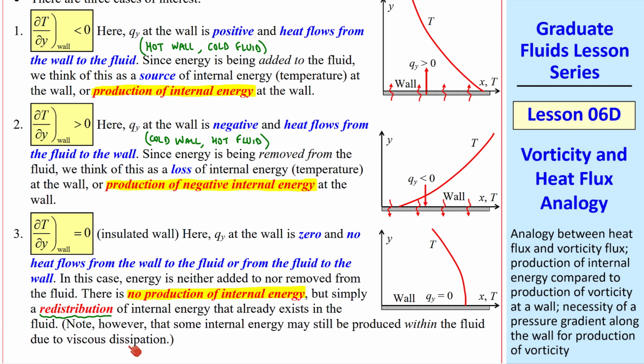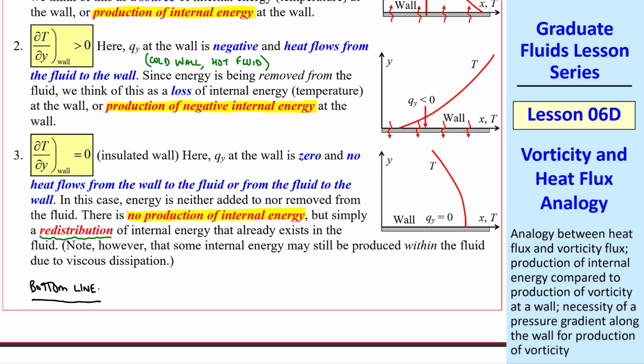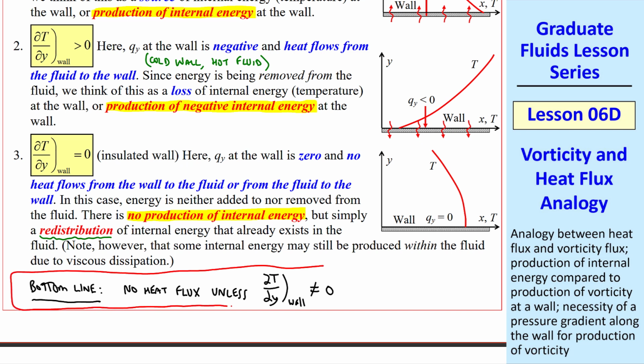I comment that viscous dissipation leads to some internal energy production within the fluid. So our analogy is not perfect, but we're talking about heat flux right at the wall. The bottom line is that there's no heat flux unless ∂T/∂y at the wall is not zero. This should be familiar to you from your study of heat transfer.